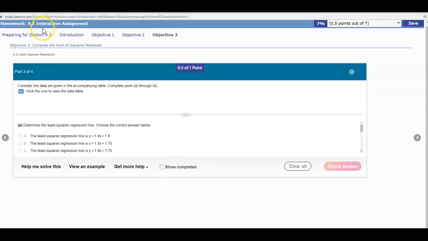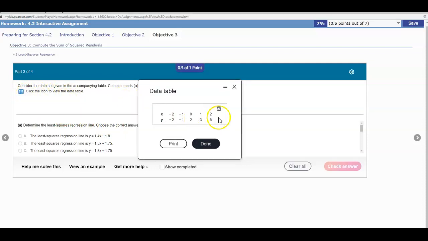Section 4.2 Interactive Assignment Objective 3. Here we want to consider the data set given in the accompanying table, and we're going to complete parts A through D. In part A, we want to determine the least squares regression line, and then we're going to choose the correct answer below.